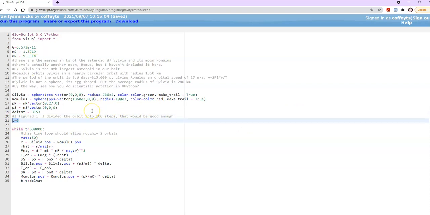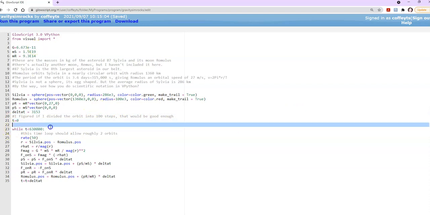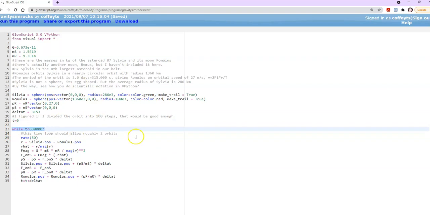So that's all my front matter. Now my loop, I'm going to run for, like I said, about 2 orbits. So that's 630,000 seconds because it's 315,000 seconds per orbit. I set my rate up. Remember, the rate statement is very important in order to visualize the code. If you don't have a rate statement in, the code will run way too fast and you won't be able to watch the motion, okay? You can adjust your rate statement as needed. I gave it an initial rate of 50, which means that the loop will run 50 times in a second.